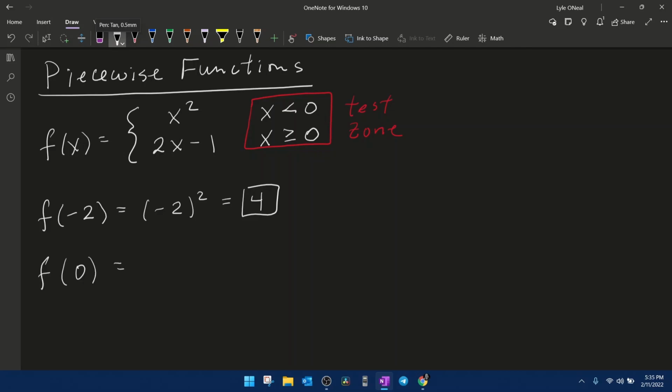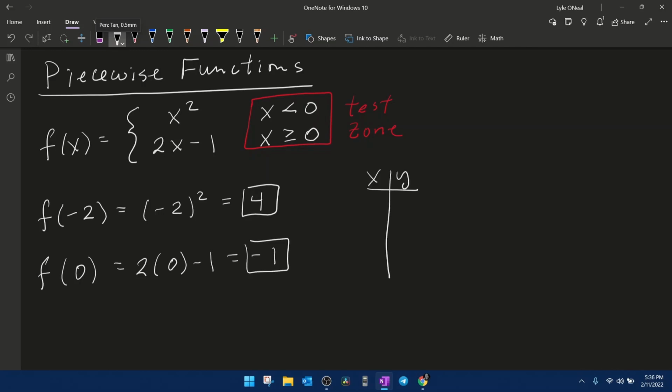Let's do another. If we want to find f of 0, again we need to take this x value to the test zone and test it to see where to put it. So, is 0 less than 0? That is a false statement. Is 0 greater than or equal to 0? That is a true statement. And I said wherever it's true, that's what you do. So in this case, we're going to replace x with 0 in the bottom piece and work that out, and we're done.